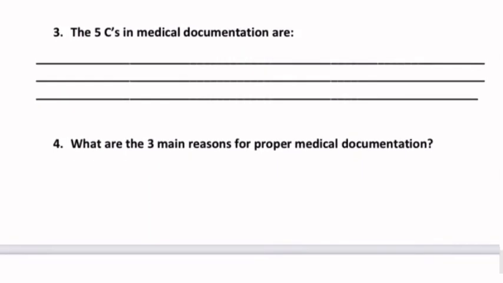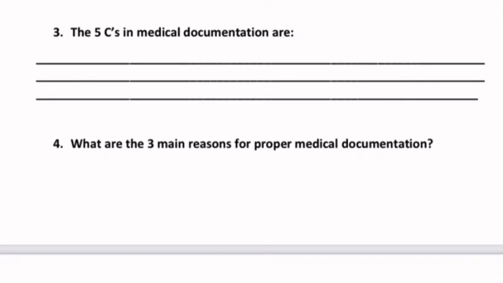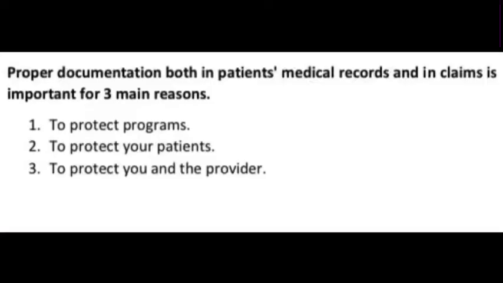What are the 5 C's in medical documentation? The 5 C's are the client's words, clarity, completeness, conciseness, chronological order, and confidentiality. What are the 3 main reasons for proper medical documentation? The 3 main reasons are to protect programs, to protect your patients, and to protect you and the provider.